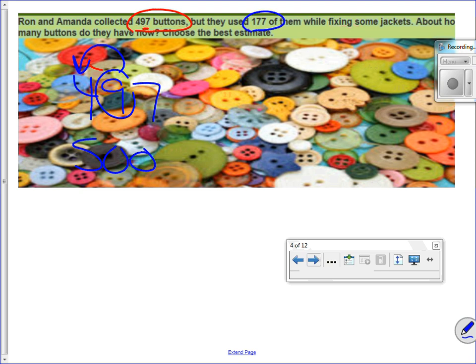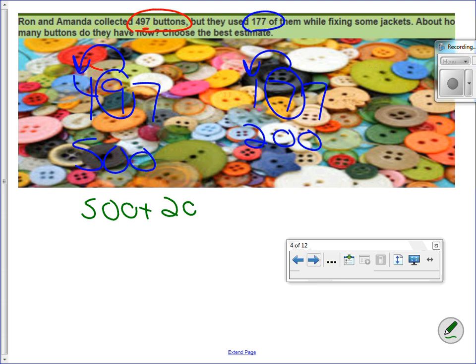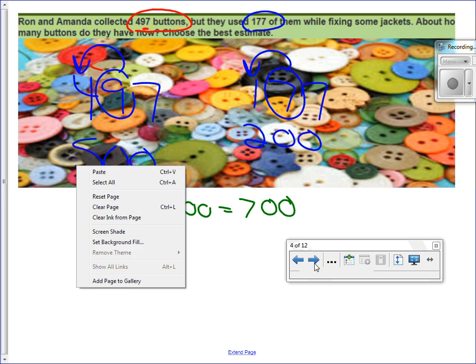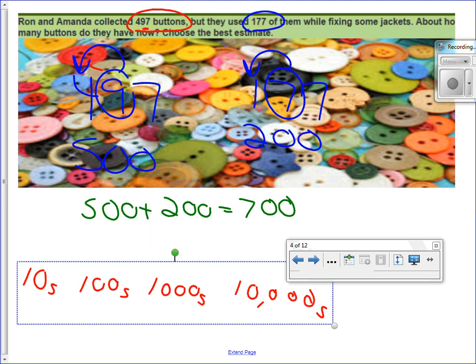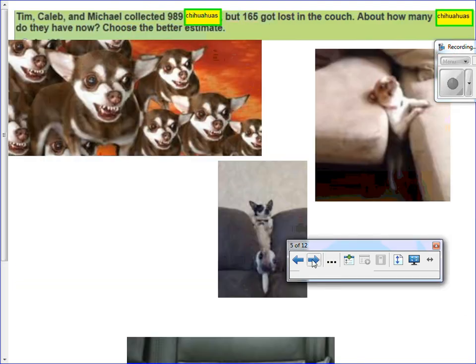177 were used. Well, this 7 right here is going to round this 1 up to a 2, so we have 200. So once again, it looks like we have 700 again. We have 500 plus 200 equals 700. That's what our magnitude estimate is. Then if you see this on your page where you have to circle where would your estimate be, it'd be in the hundreds again.